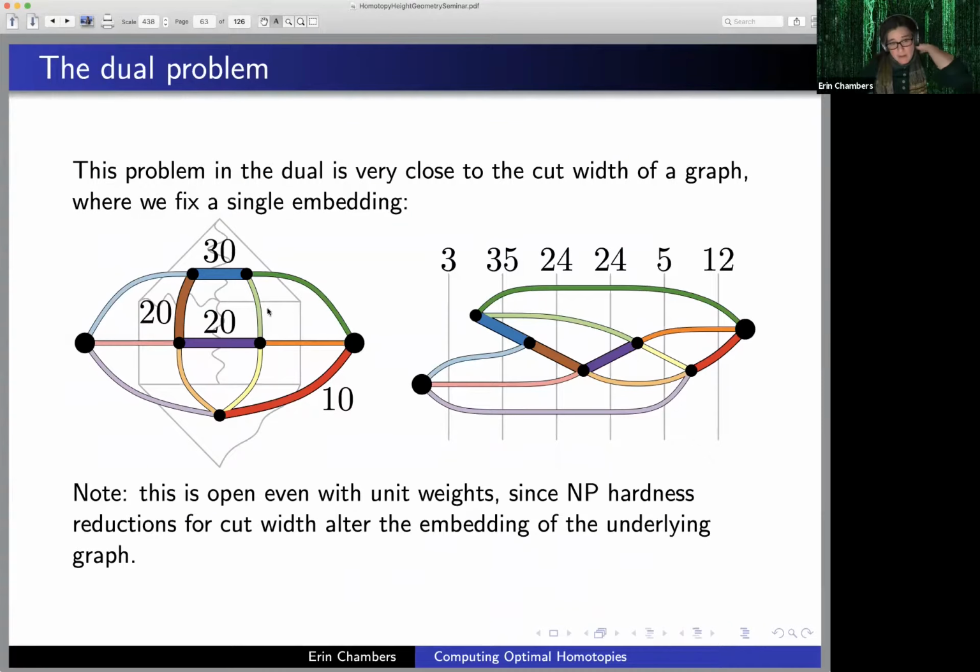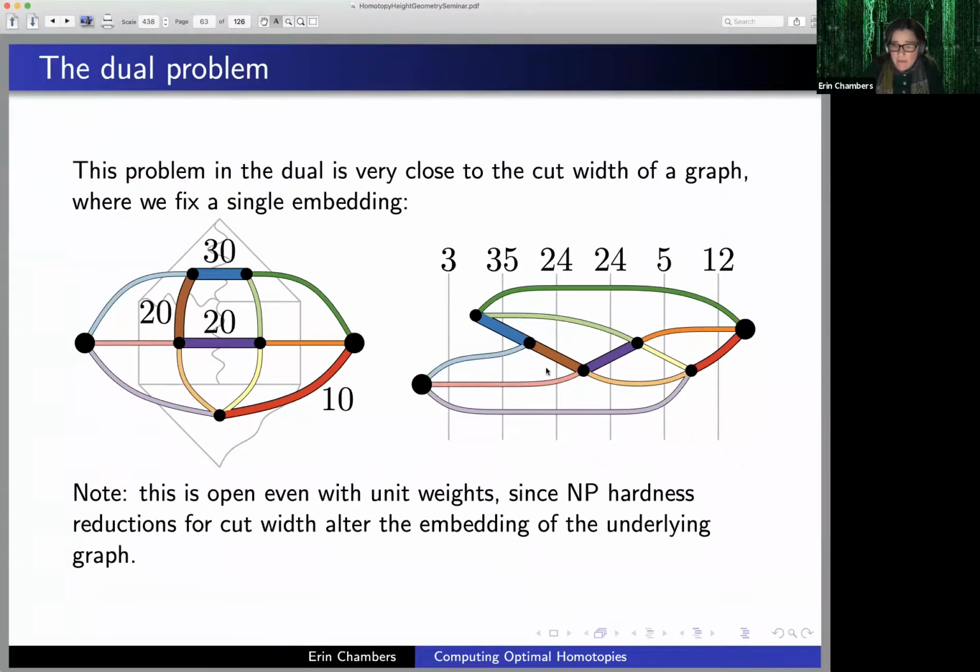So here's a homotopy. Here's a planar graph, this gray thing underneath, and I'm showing the dual graph here along with weights. And you can imagine the dual edge can grab the weight of its dual, weighted the same thing, because that's what we're interested in minimizing. Well, if I make a linear layout over here of the vertices, I get a weight, right?